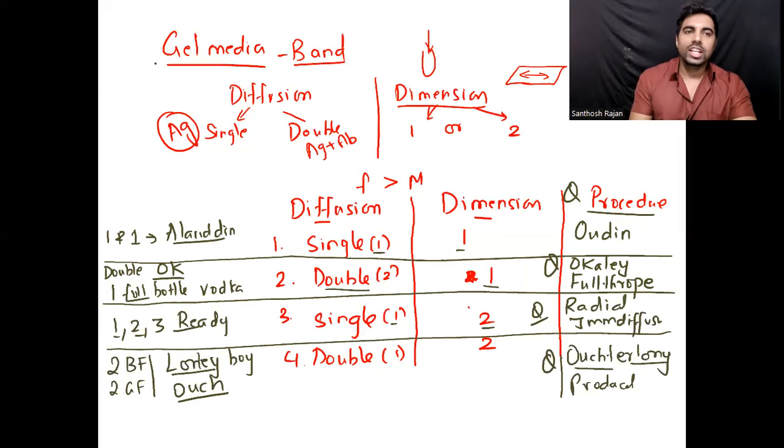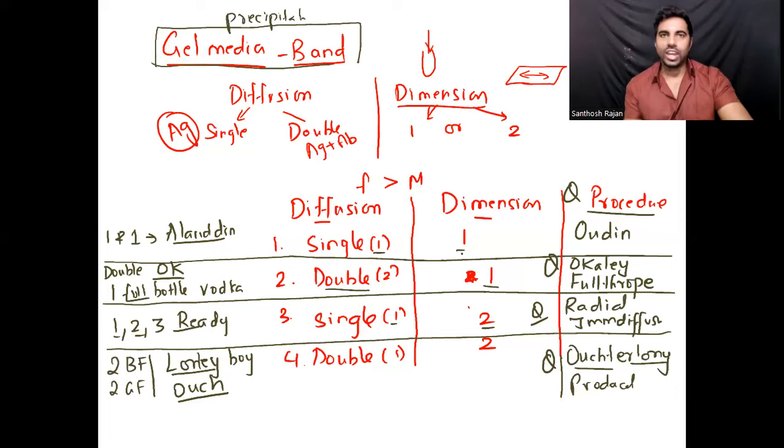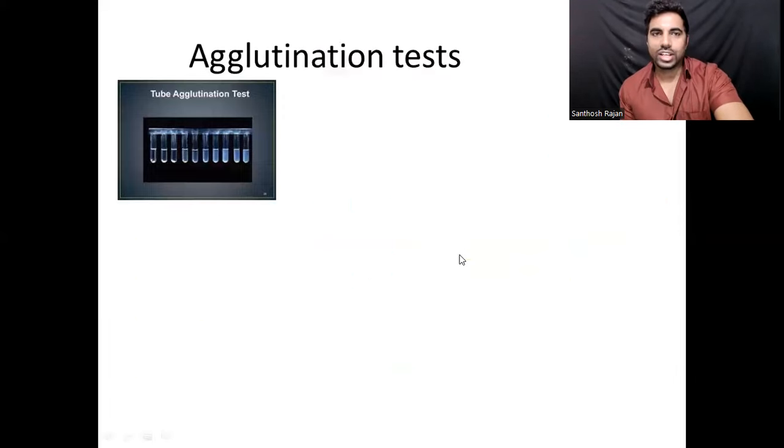So, please don't forget, in gel media, so this is gel media, again, it comes under what? Precipitation. We are in precipitation only. This is also a precipitation type. If it is gel media, you get this one. Very simple, okay? I'm sure you guys will not forget this. Okay, go to the next one.